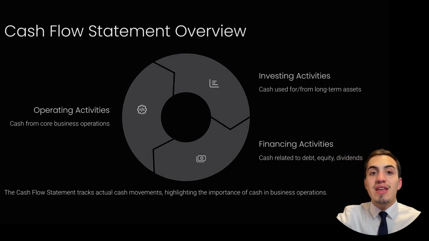The third key statement is the cash flow statement. This is critical because profit doesn't always equal cash in the bank due to non-cash items and working capital changes. This statement tracks the actual movements of cash, inflows and outflows, over the same period as the income statement. It's typically broken down into 3 main categories: operating, investing, and financing.